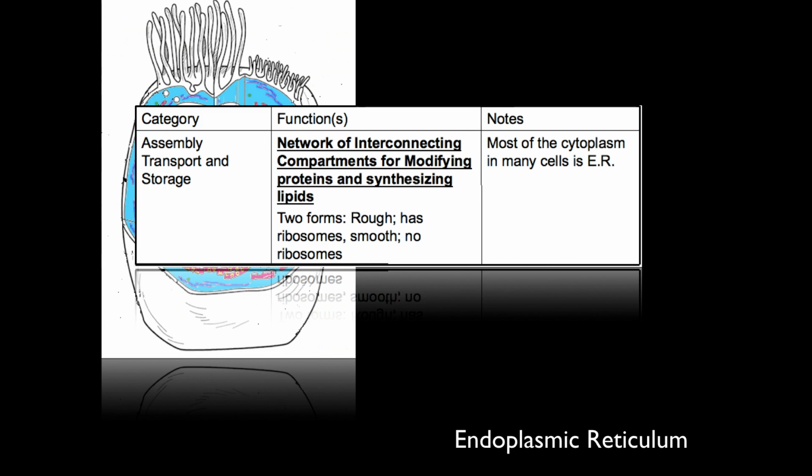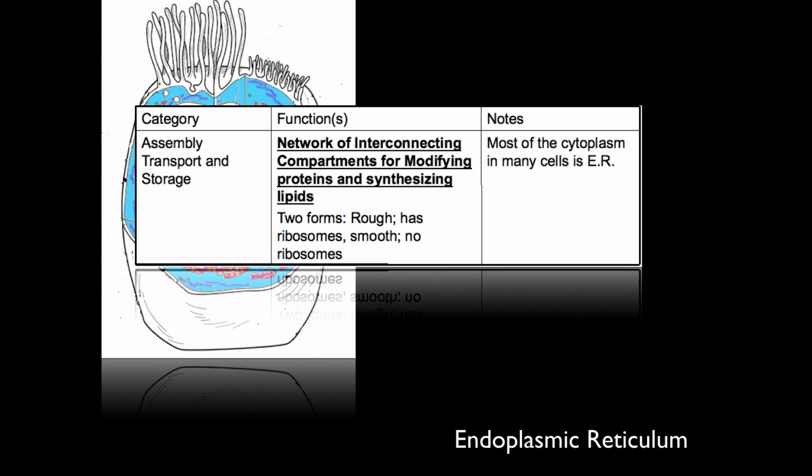The first is rough endoplasmic reticulum. It is called rough endoplasmic reticulum because the ribosomes are attached to this endoplasmic reticulum. When ribosomes are attached to the endoplasmic reticulum and you look at it under an electron microscope, it looks rough. It looks like a piece of sandpaper. Rough endoplasmic reticulum takes the proteins that the ribosomes are building, folds them, and modifies them by adding things like lipids and carbohydrates to them.